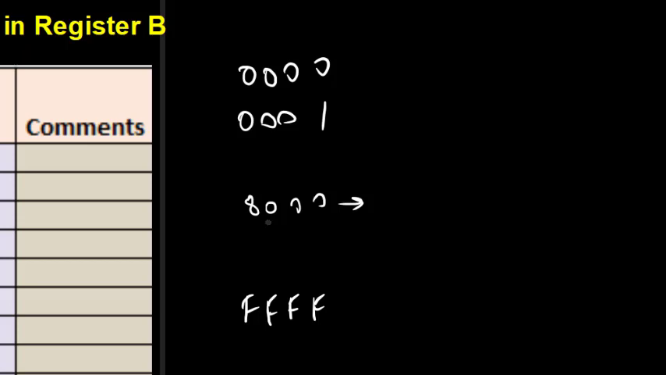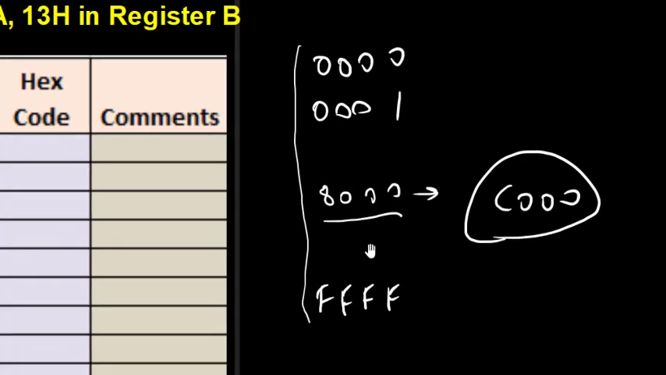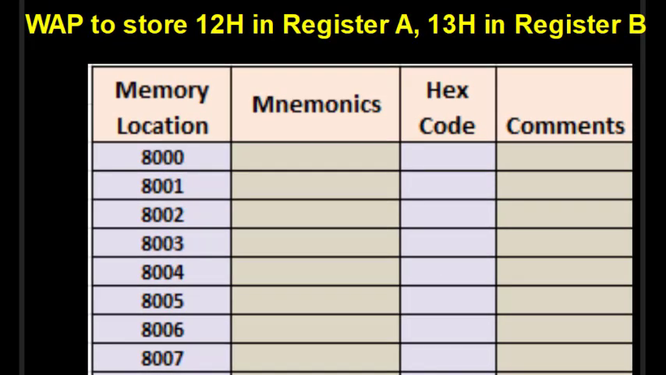So we need to specify from where we are writing the code, so it can be anywhere. Okay, I am starting from 8000. In some cases, some kits start from C000 also. So before writing the program, we have to check in the kit which memory locations are available. So I will start from 8000. The very first memory location is 8000. Now the first instruction: I have to store 12H in register A.